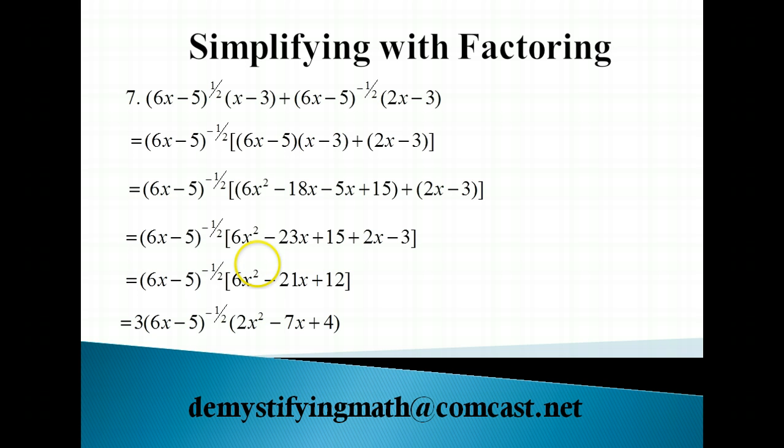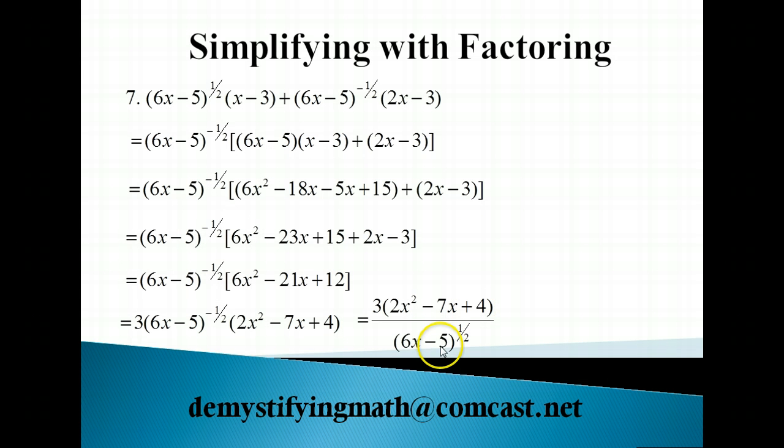Now all three of these terms had a common factor of 3, so I divided out the 3 and brought it out in front here. So 3 times 2 is 6, 3 times negative 7 is 21, and 3 times 4 gives me 12. Then all I'm going to do is rewrite this without a negative exponent. And you could rewrite it as a radical as well if you need to.